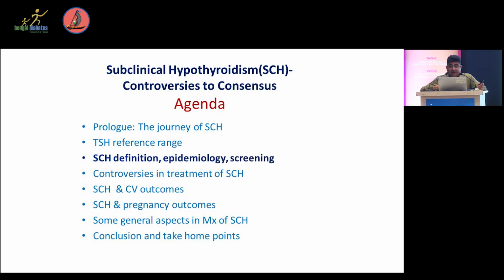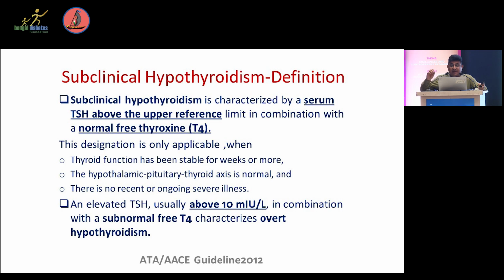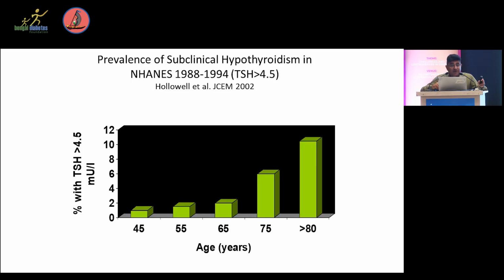So what is the definition of subclinical hypothyroidism? What is the epidemiology? It is characterized by serum TSH above the upper reference limit in combination with normal free thyroxine. We all consider 4.2 or 4.5 as the upper reference limit, but your free thyroxine or total thyroxine has to be normal. Generally, you can then diagnose this as subclinical hypothyroidism. In case your TSH is above 10, probably it is dangerous to diagnose that patient as subclinical, because that patient may actually be harboring clinical thyroid disease. Of course, if your repeated T4 levels are normal, that patient can still be considered as subclinical hypothyroidism. This designation is only applicable then.